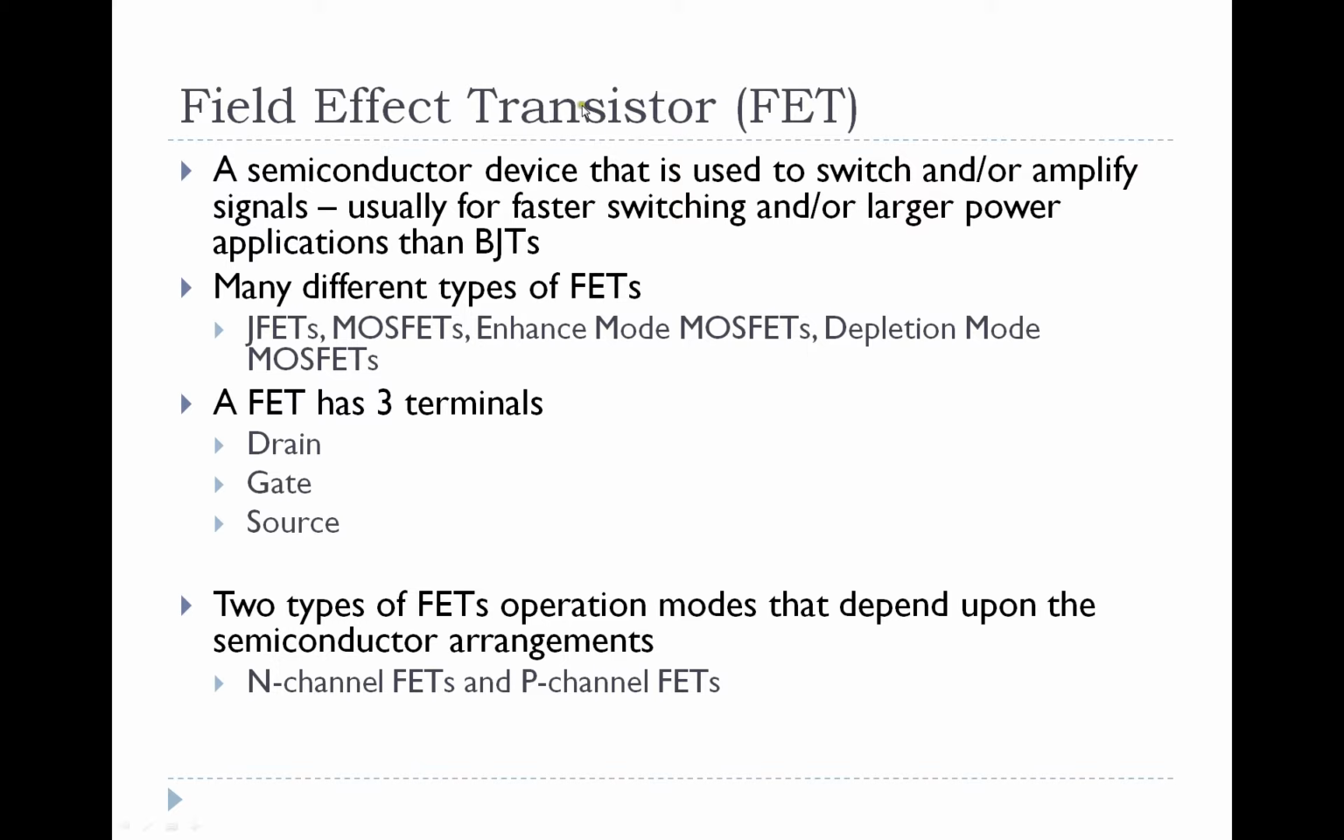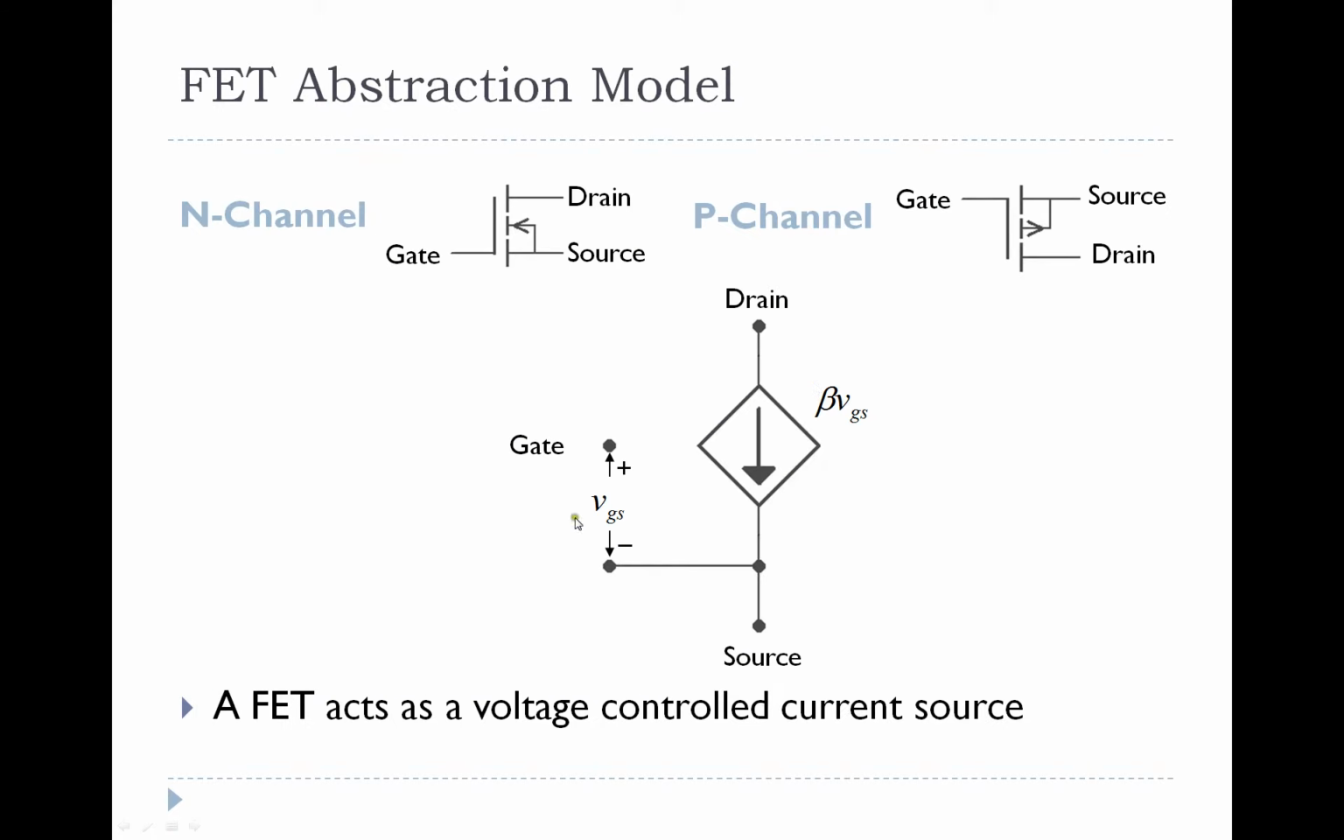But what I want to get across here is that the field effect transistors are used to amplify or switch signals, and they're usually used for faster switching or larger power applications than bipolar junction transistors. So if we take a look at our abstraction model, first of all, up here we see two different symbols for the N-channel field effect transistor and the P-channel field effect transistor. There are a bunch of different symbols depending upon what type of field effect transistor it is, but these are kind of common here. You may also see these enclosed in a circle.